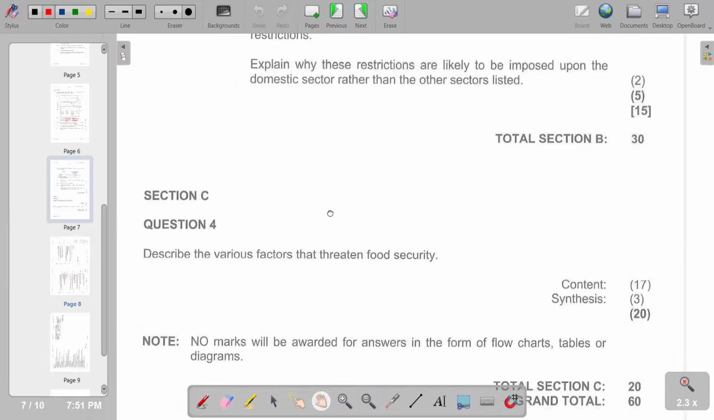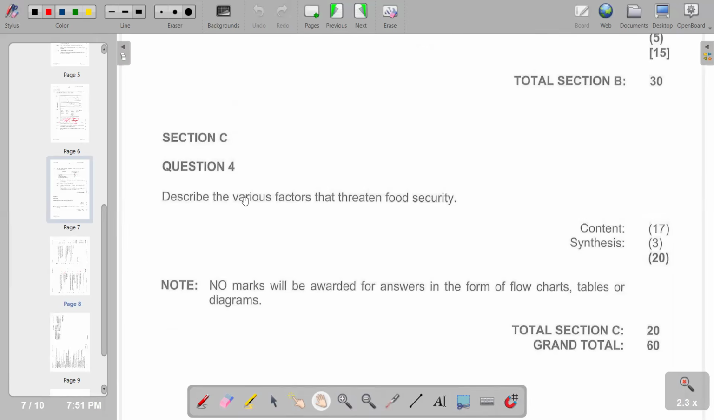And of course, we now have our section C, where we have question 4, which reads: describe the various factors that threaten food security. So we need to understand what food security is. Food security exists when people have access to enough food, safe food, and nutritious food for normal growth and development, and to have an active and healthy life. Basically, having reliable access to a sufficient quantity of affordable healthy food is food security. So our question requires us to describe the various factors that threaten our food security.